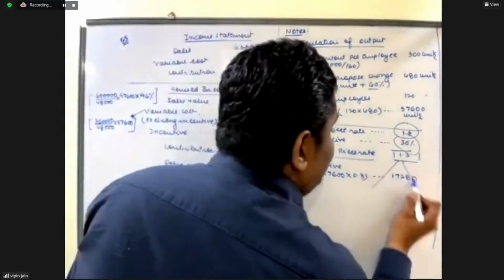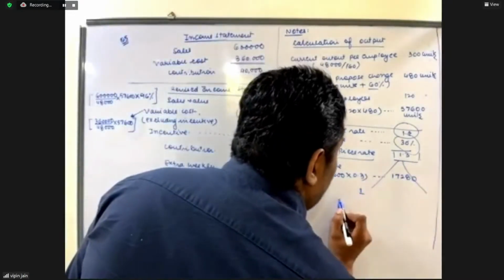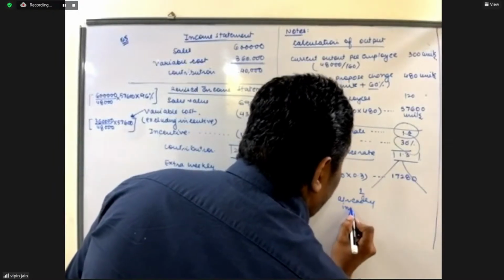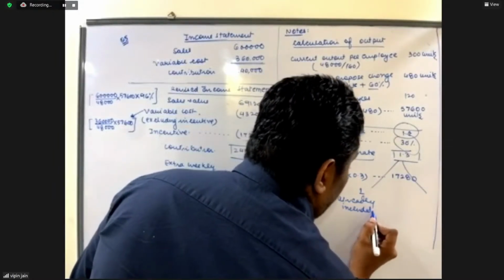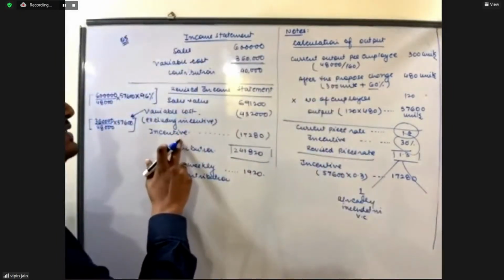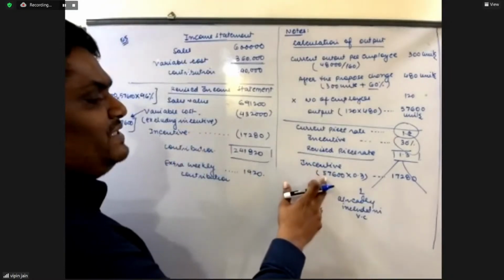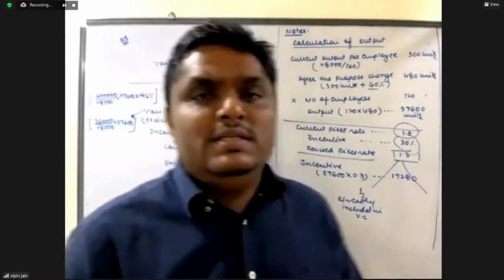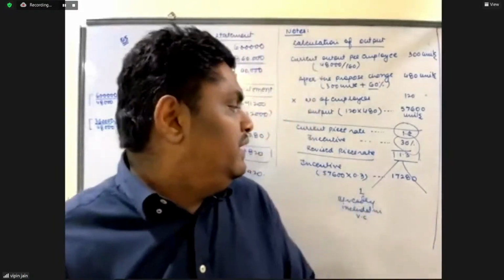Now this one is already included in the variable cost. Out of this 1.3, one is already included in variable cost. So 0.3, the incentive, will be how much? That is 57,600 units into 0.3 is the incentive. So this is how I got 17,280.